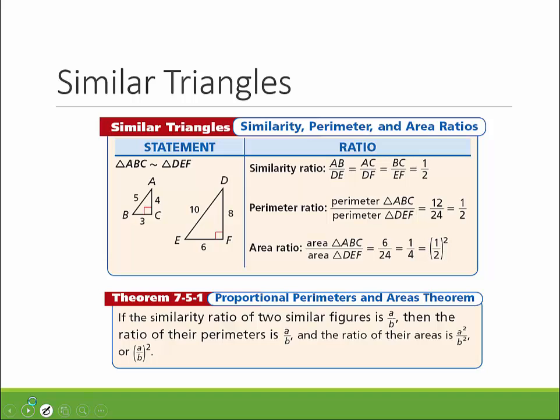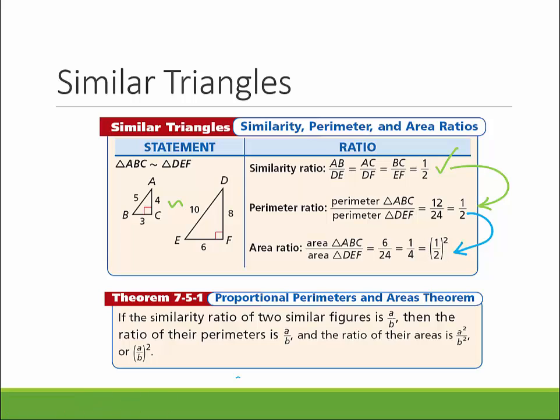Alright, so in similar triangles, there's a relationship between the similarity ratio, the perimeter ratio, and the area ratio. So if I gave you these 2 triangles, ABC and DEF, and I told you they were similar to each other, we should be able to make a similarity ratio. That's old news. But the perimeter ratio is always the same as the similarity ratio, because remember, that just compares the sides. So if you happen to add up all the sides, you're going to simplify down to the same fraction. The area ratio is related to that because it is whatever the perimeter ratio is squared.